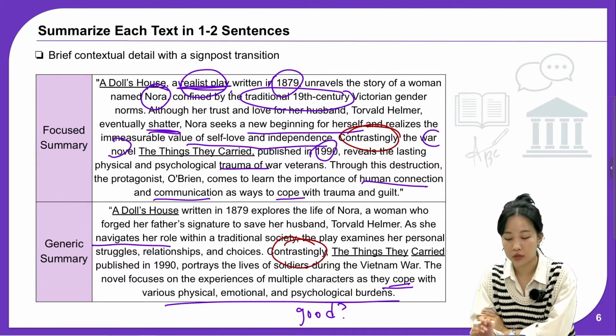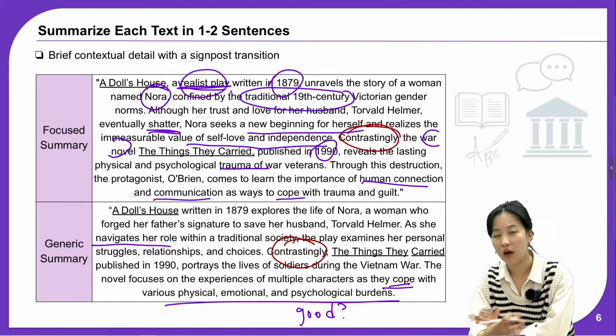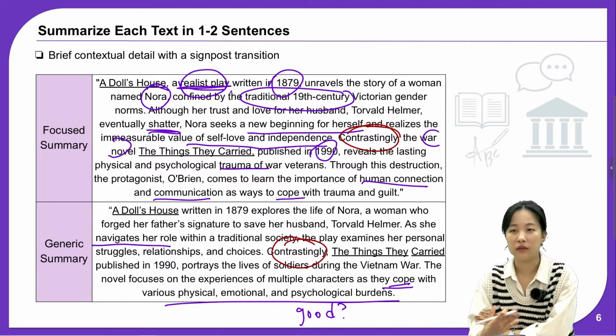So if it's a play, make sure it's a play. Make sure you state it's a play. If it's a poem, make sure you state that it's a poem. If it's fictional and the other is non-fictional, then mention that. Is it semi-autobiographical or is it like an autobiography? Also mention that as well.